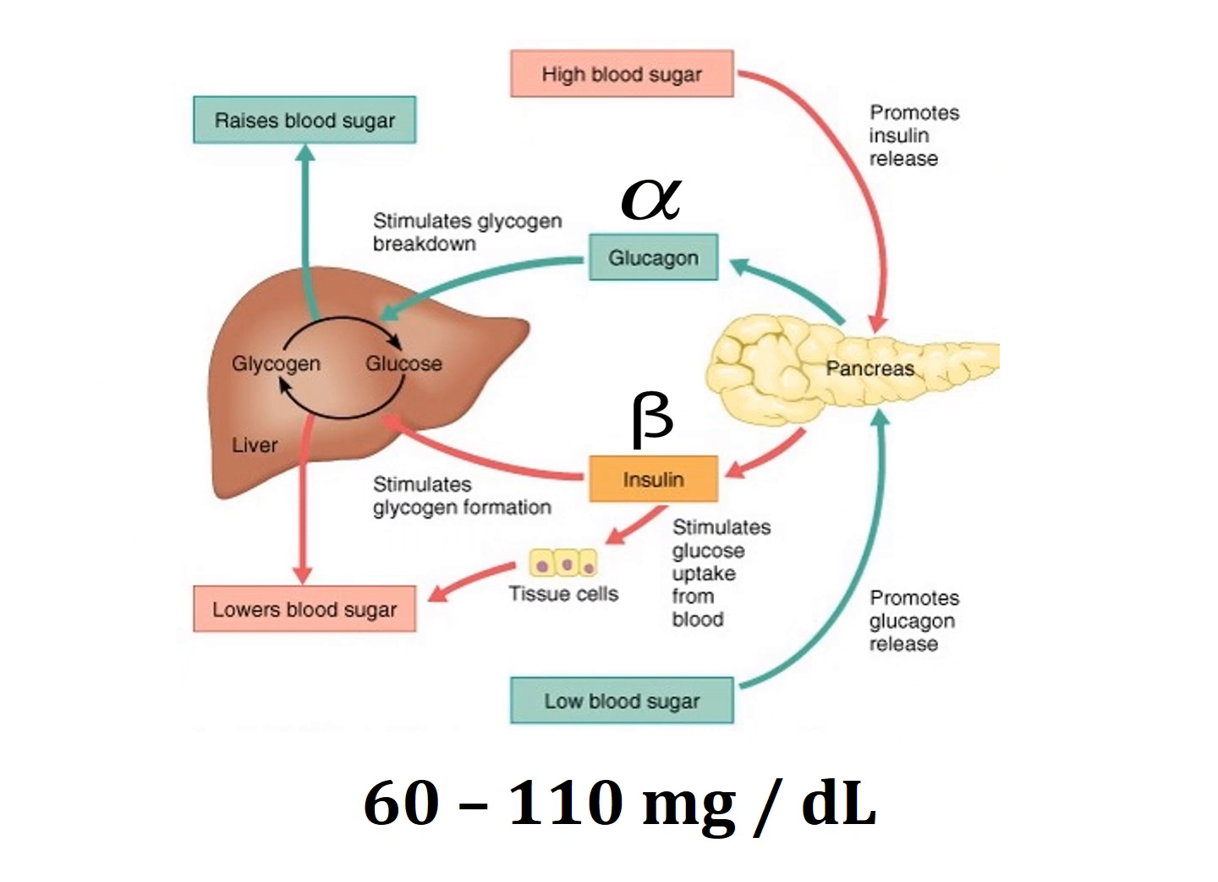Blood glucose levels are maintained at a normal range between 60 to 110 milligrams per deciliter. There are 2 primary hormones which are regulating blood glucose levels. Both of these hormones come from the endocrine pancreas. Glucagon comes from the alpha cells. Insulin comes from the beta cells. Insulin lowers blood glucose levels. Glucagon raises blood glucose levels.